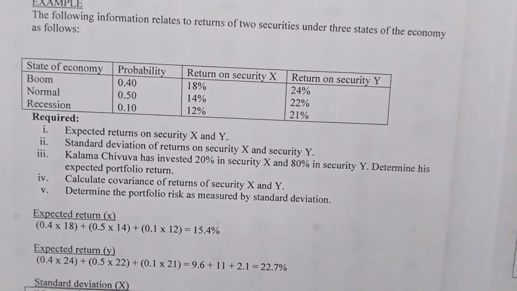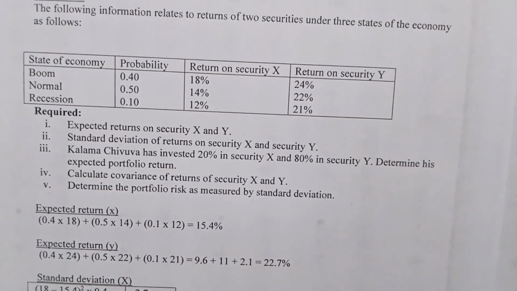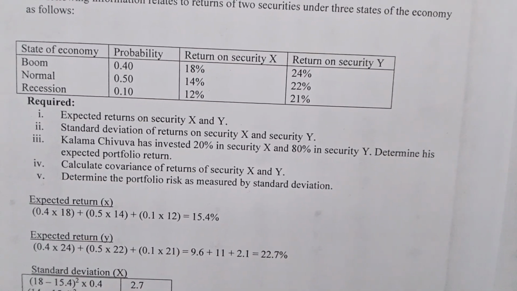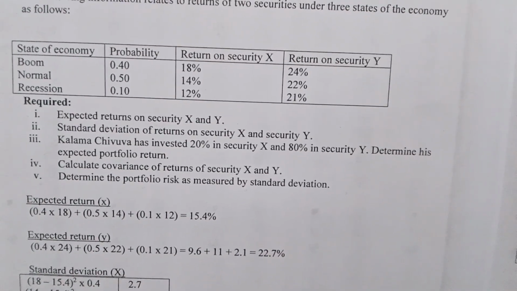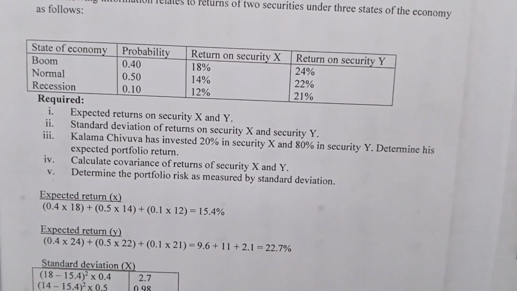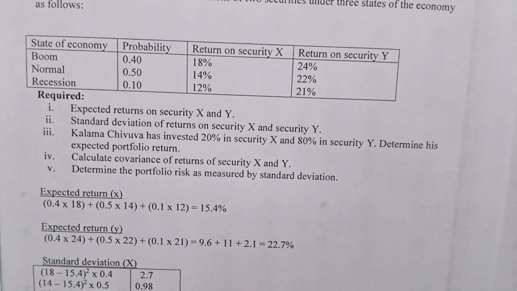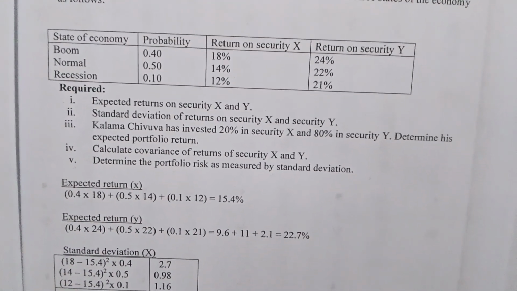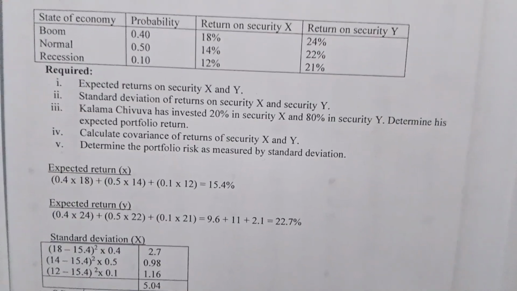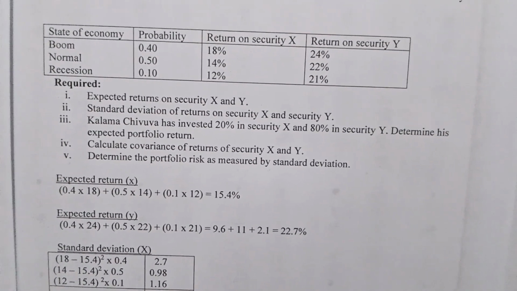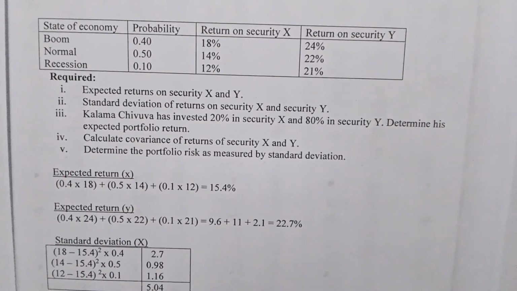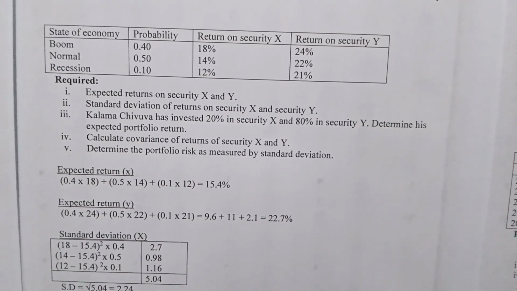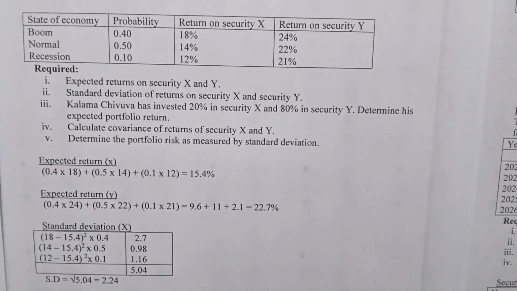State of economy: boom, normal, recession. Probability: 0.40, 0.50, 0.10. Return on security X: 18%, 14%, and 12%. Return on security Y: 24%, 22%, 21%. Number 1, required expected returns on security X and Y. Number 2, standard deviation of returns on security X and security Y.